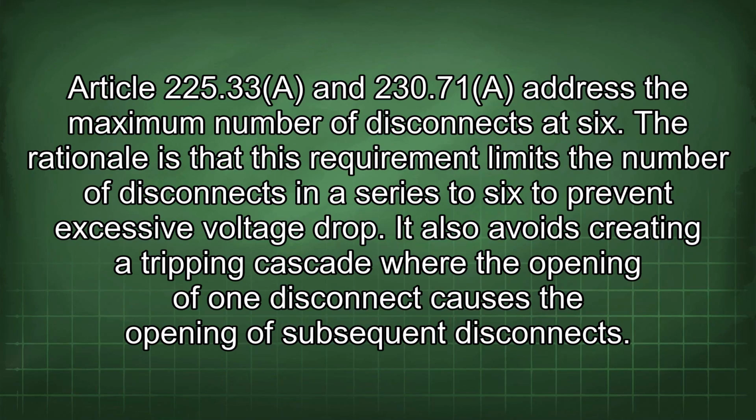Article 225.33 and 230.71 address the maximum number of disconnects at 6. The rationale is that this requirement limits the number of disconnects in a series to 6 to prevent excessive voltage drop. It also avoids creating a tripping cascade where the opening of one disconnect causes the opening of subsequent disconnects.